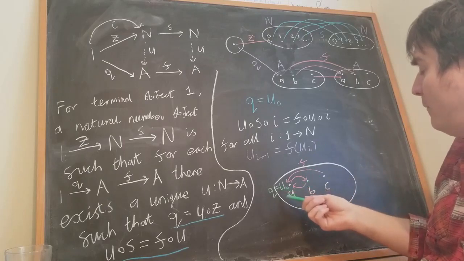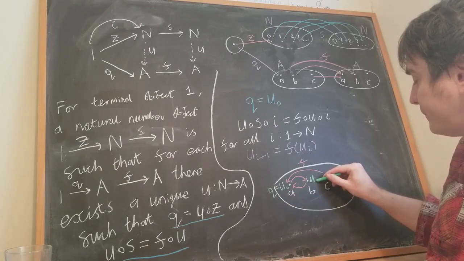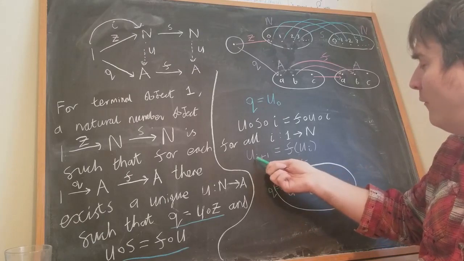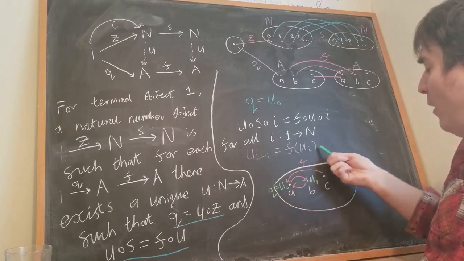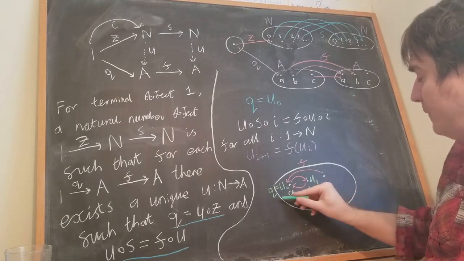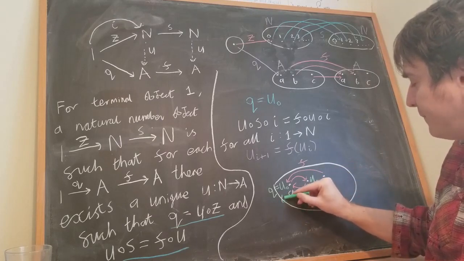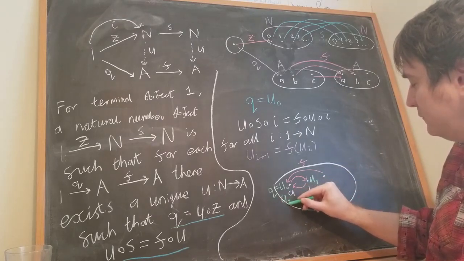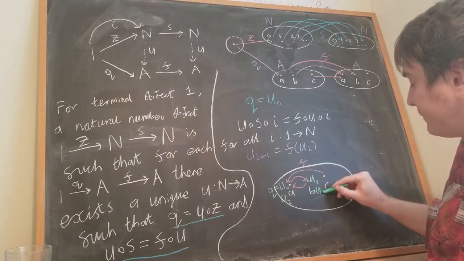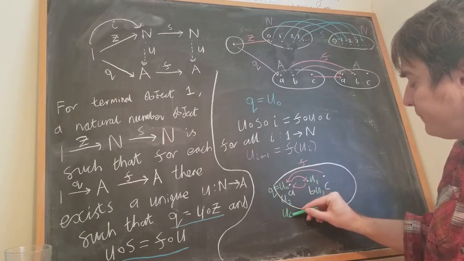So what's u of 1? Well, it's going to be f of A. So here's u of 1. And what's u of 2? Well, u of 1 plus 1 is f of u of 1, so u of 2 is f of u of 1. That's going to be f of B, which is A. And then apply f again, we get u of 3. And apply f again, we get u of 4.